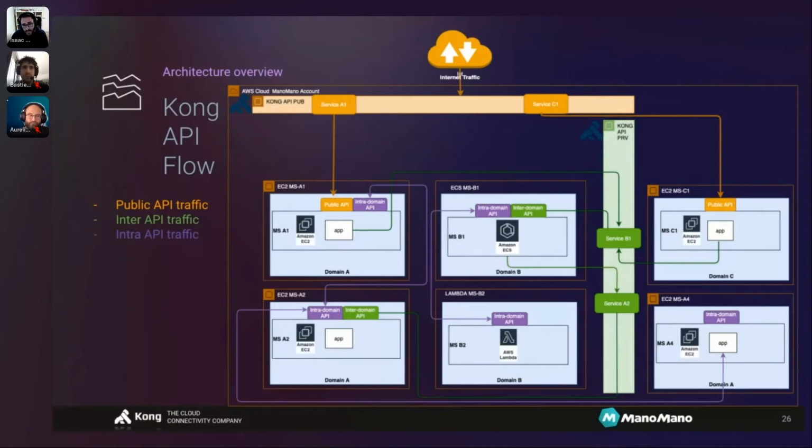But also, in the green Kong, we have another dedicated Kong for the inter traffic, where we deploy all the private services and the private routes that we want to expose. This allows microservices that belong to different domains to connect and talk between them. And in the purple color, you can see the intra-domain APIs: microservices that belong to the same domain talk directly without any API gateway layer.